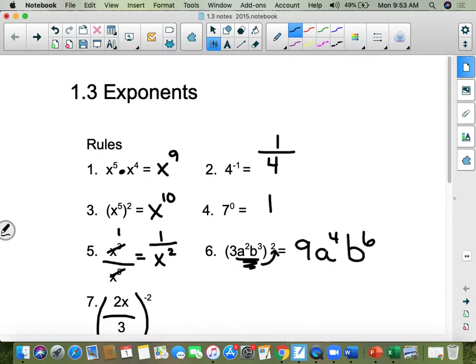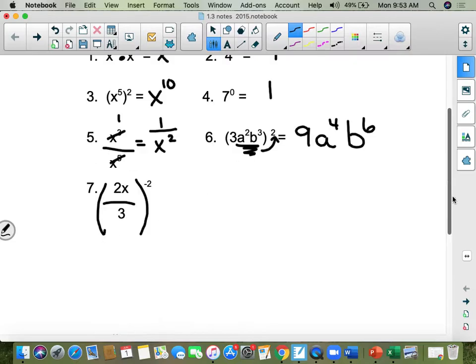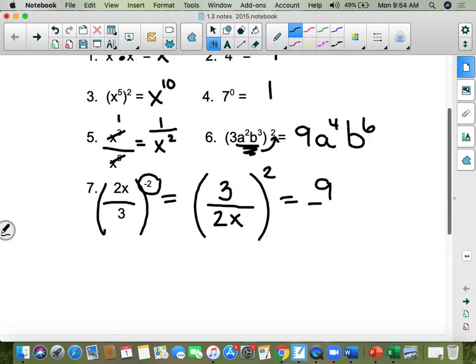This one, again, negative exponents. Basically, when you do a negative exponent, everything in the numerator goes down into the denominator, and everything in the denominator comes up into the numerator. And once you flip them, you can change it to a positive 2. So your final answer is everything inside of there needs to be raised to the second. You're going to get 9 over 4x squared. So those are the rules for exponents.